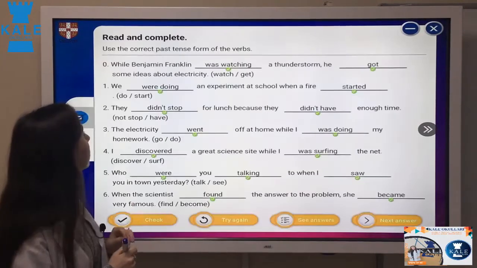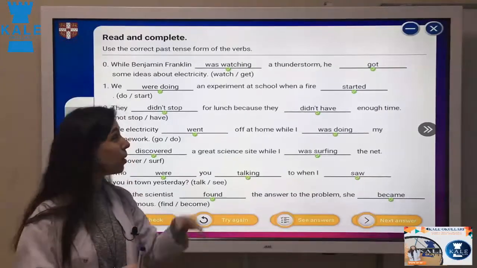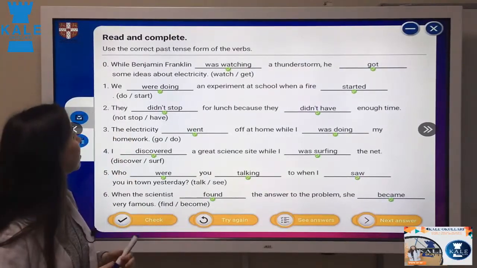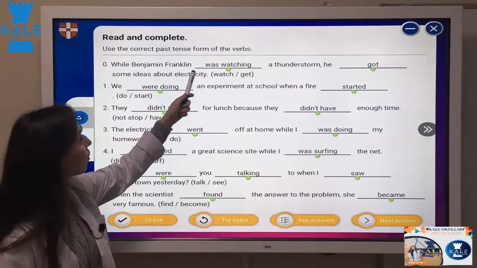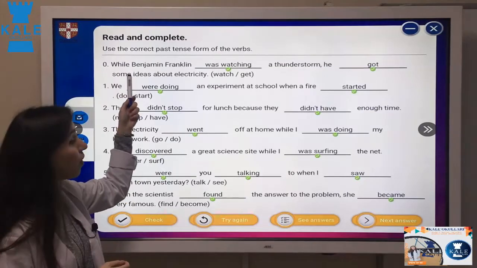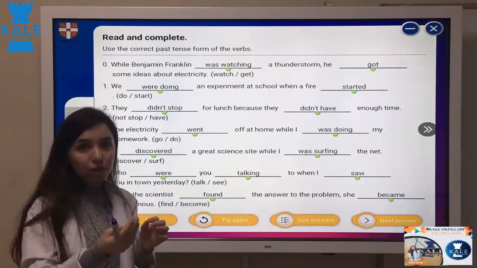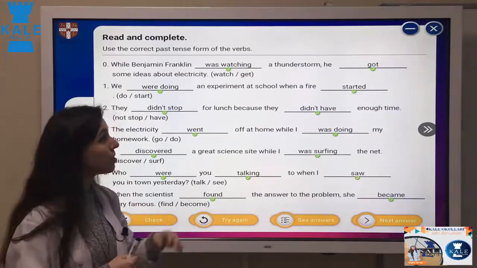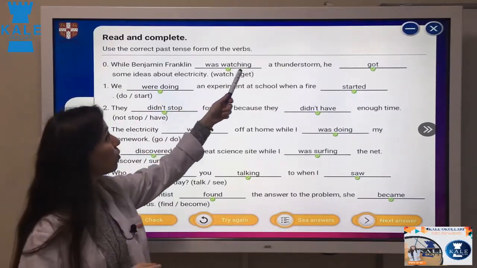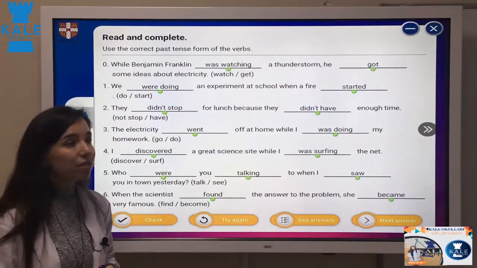Now, let's check the exercises. Now, when you understand the grammar, you can check them better. You can understand them better. Look here. While Benjamin Franklin was watching a thunderstorm. Here we have while. As I told you, after while we use past continuous, after when, past simple. So, while Benjamin Franklin was watching a thunderstorm, he got some ideas about electricity.